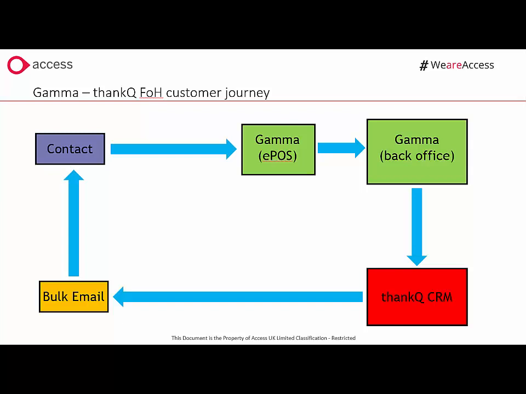So the scenario that we're exploring will be focusing on a contact providing their details at front of house. This then feeds through, of course, into the back office part of the Gamma system, which then sends via the API the relevant contact membership details into thankQ CRM. And this could then be followed up, as we'll talk through during the scenario, into bulk email communications to then re-engage your contact. So we're now going to move to look over at Gamma and follow this through in the scenario.